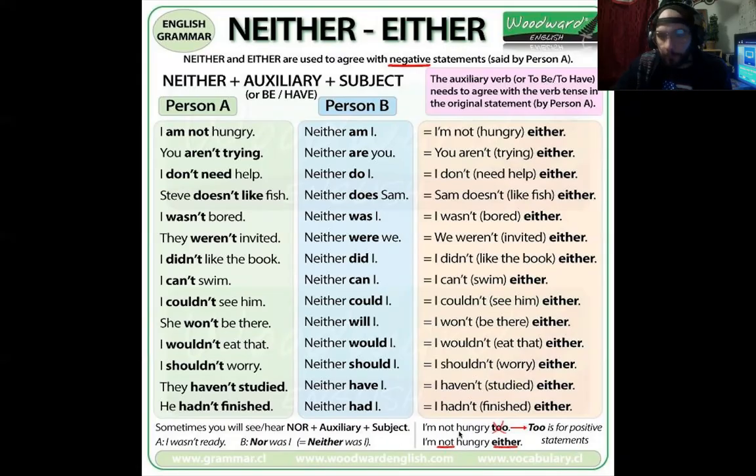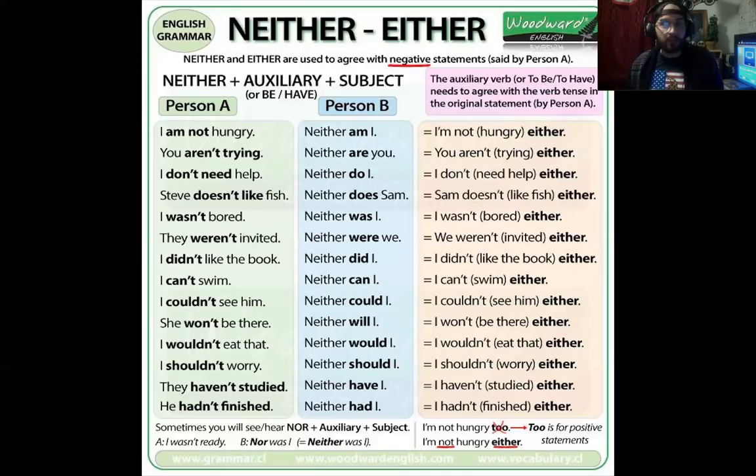And right here, let me bring this down. It says, I'm not hungry too. So too is for positive. We did talk about that, I believe, in another previous video, to, too, and two. So you wouldn't say, I'm not hungry too, because too is for positive. Because we have not right there, that's why we can't use too in this case. So you would never say, I'm not hungry too.